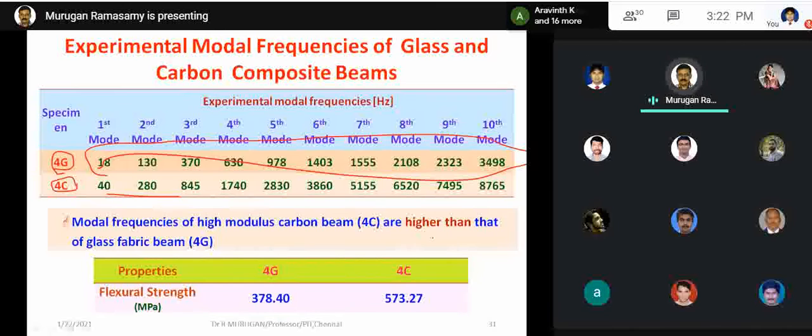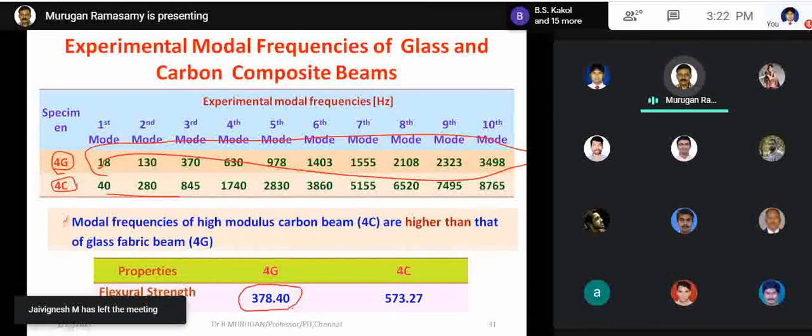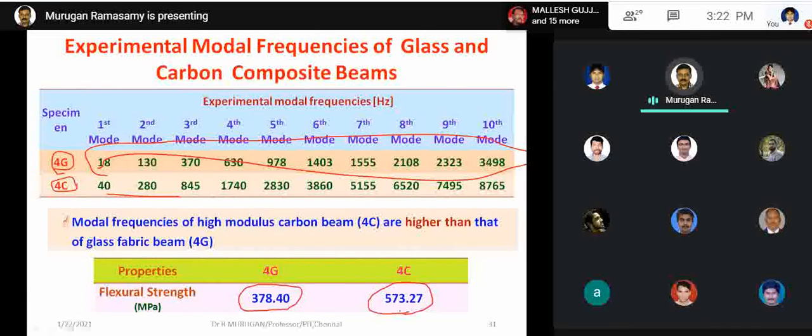To confirm that, we conducted a flexural test also. Based on the flexural test, we obtained these results. The flexural strength of the glass beam is only 378 megapascal, whereas the flexural strength of the carbon beam is very high, 573 megapascal. Because of this reason only, we are getting very high frequency values for the carbon beam. That is also verified by experiment.